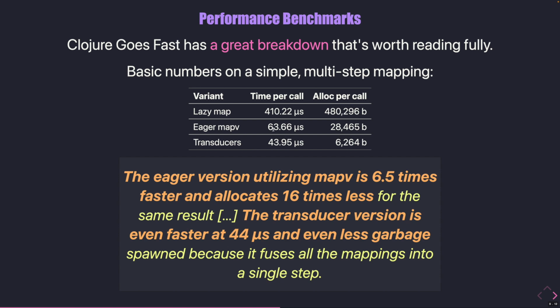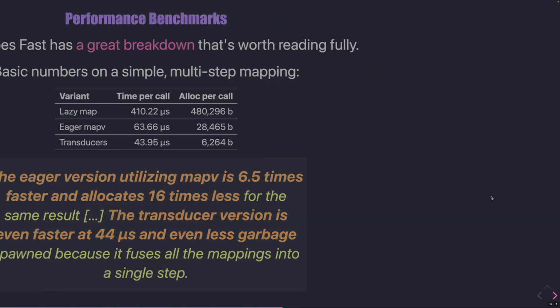If we just use an eager process, and then if we go all the way to transducers, we save even more. So this is a huge difference in memory usage, and it's an order of magnitude in time. So there's a very real cost to lazy sequences. They have their advantages around memory usage, but other than that, they are costly.